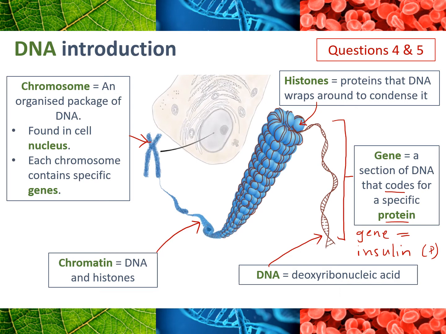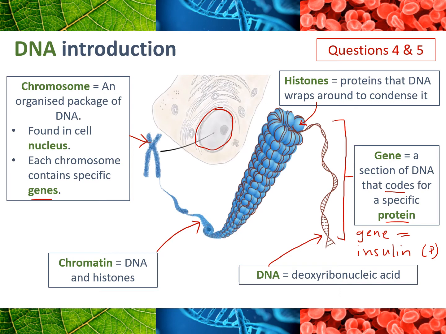And we're going to look at these a little bit more, but as you know, chromosomes are found in the nucleus of eukaryotic cells. It's different in prokaryotes. A chromosome is just loose within the cell, but we're mainly looking at eukaryotes here. And each chromosome contains specific genes. Again, we'll come back to that in a minute.